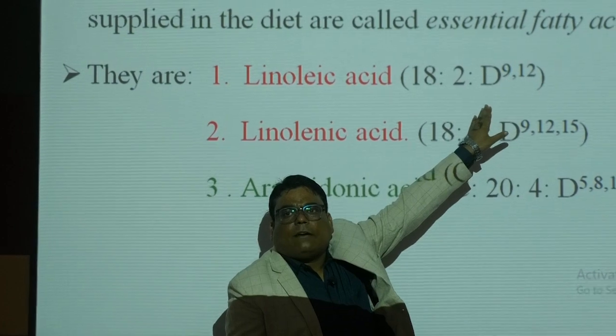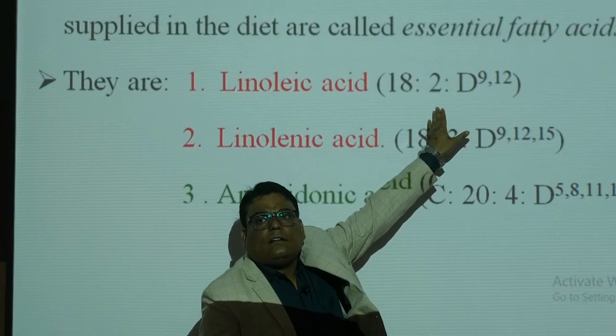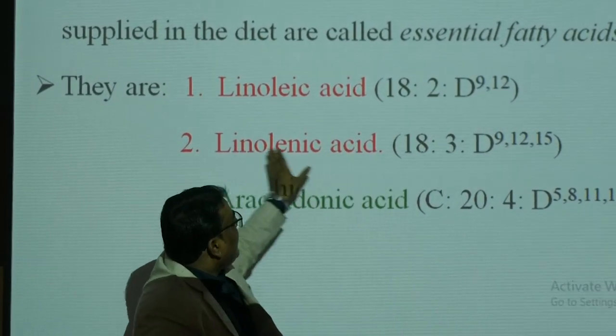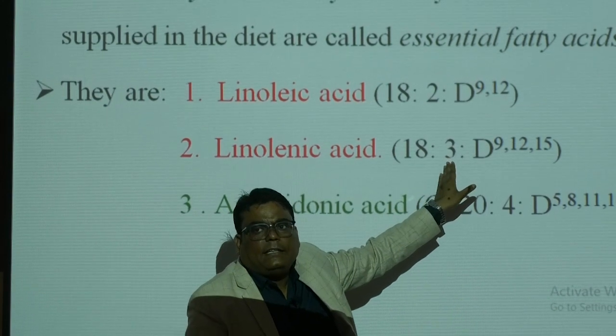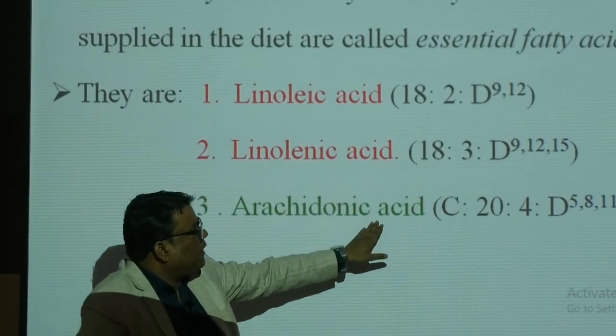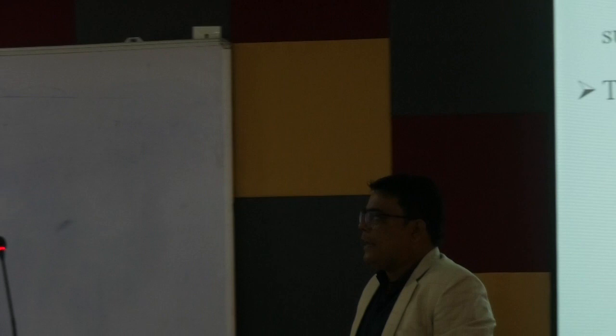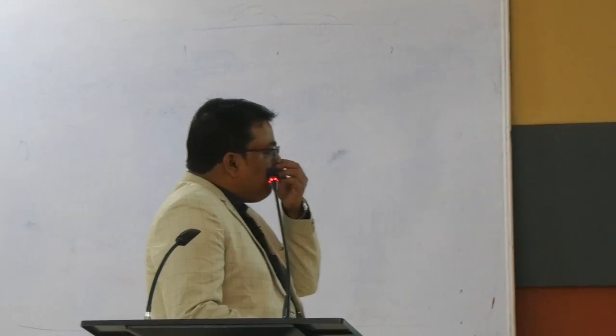Linoleic acid, how many double bonds are present? Two double bonds. Linolenic acid, how many double bonds are present? Three double bonds. In arachidonic acid, four double bonds are present. Double bond carbon atoms are beyond C9 in the fatty acid chain. Okay.